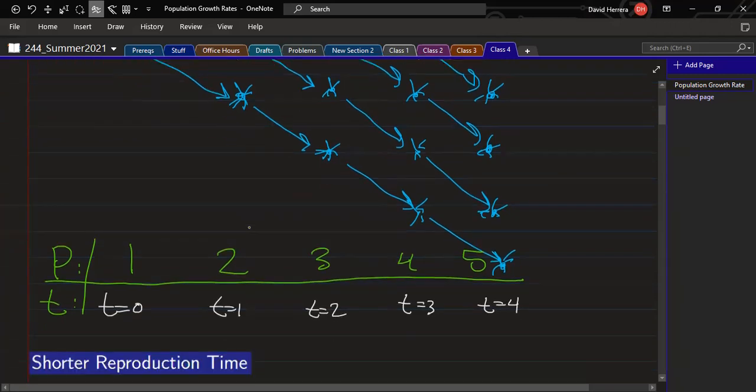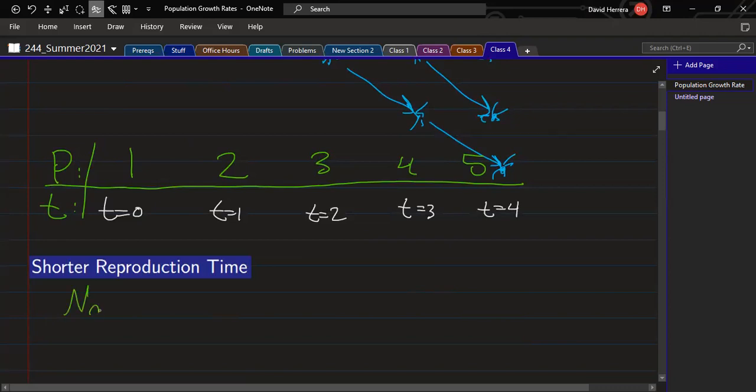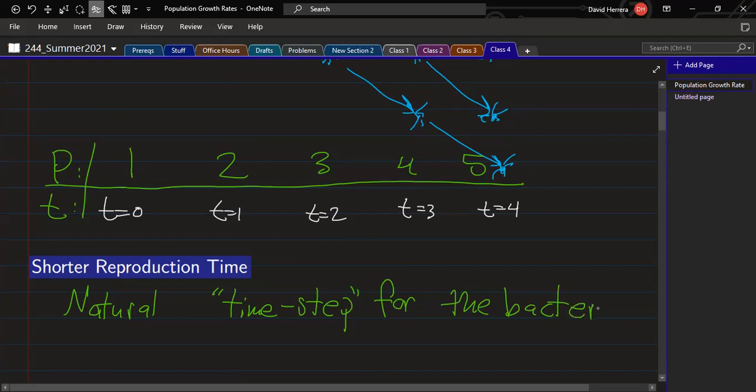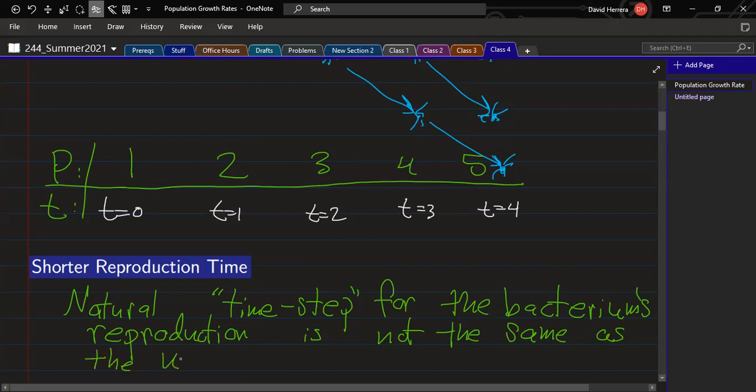So one way to look at this is just to say, okay, let's just have an example. So maybe the natural time step for the bacterium reproduction is not the same as the units of time in units t. So this right here is our units here t.